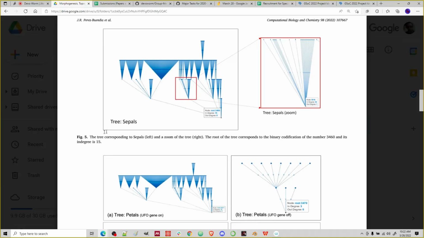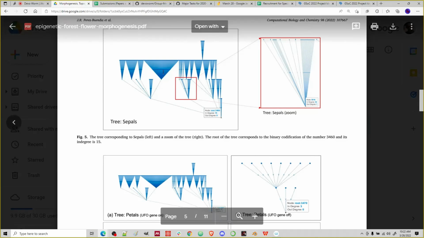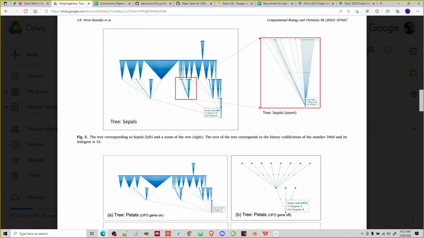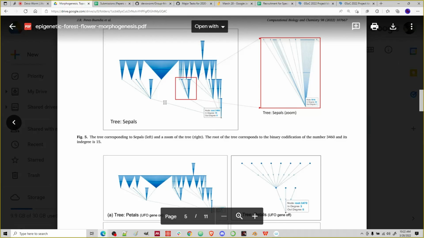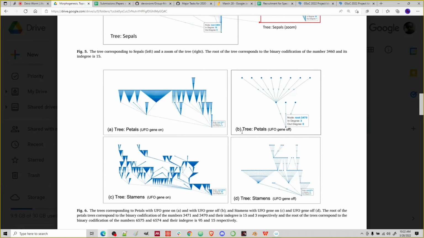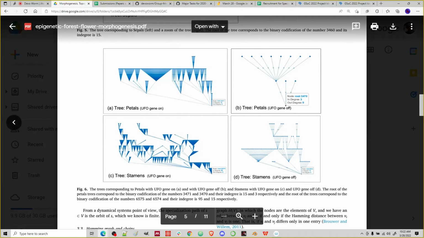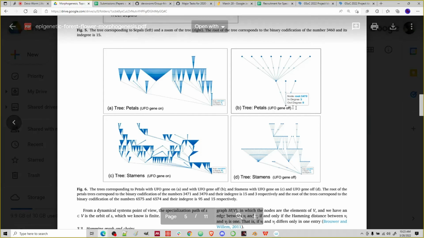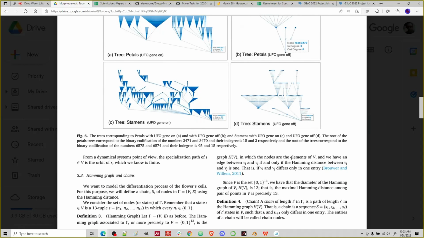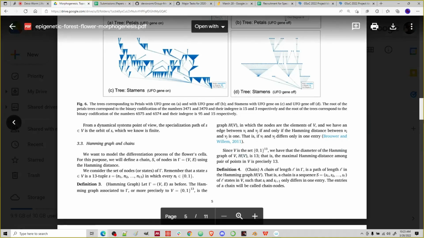So the tree corresponding to sepals looks like this. You get this pattern of it converging down to a certain pathway here. You can see it does this recursively. And then you have petals. So this is the pattern for petals. And again, this is the state transition graph. This is just turning different genes on and off for these different structures. And then they use some other things.